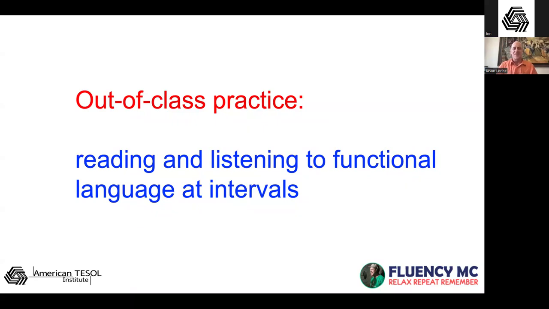Watching a short video is something we do naturally at an interval. Listening to a song is something we do naturally at an interval. As opposed to reading a dialogue. It's not something we necessarily do naturally. So, reading and listening at the same time. Why is that so important?